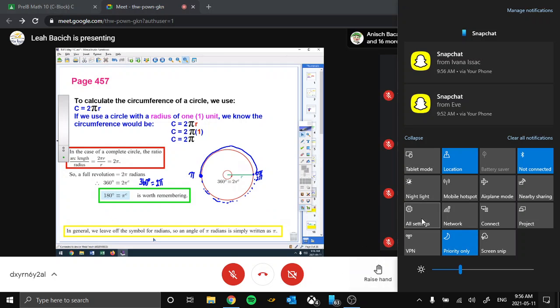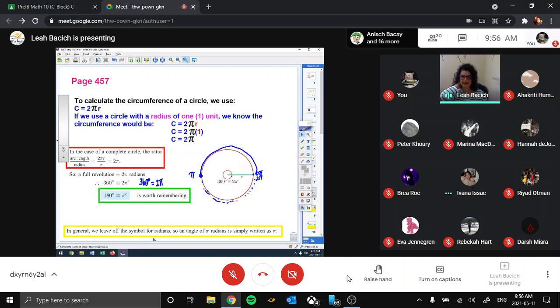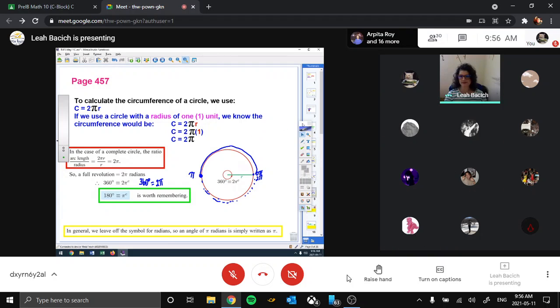It even says right here, in general, we'll leave off the symbol for radians, so any angle of pi radians is simply written as pi. So you don't need to put the little c in there, is the moral of the story. But for 360 degrees, you have to put this symbol in. Do you remember when we worked with real numbers? Real numbers is often assumed, and then we just say if it isn't real numbers, if it's whole numbers or integers. So what's the big idea here? The circumference of a circle is 2 pi r.